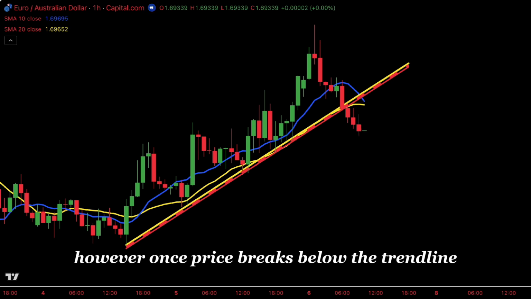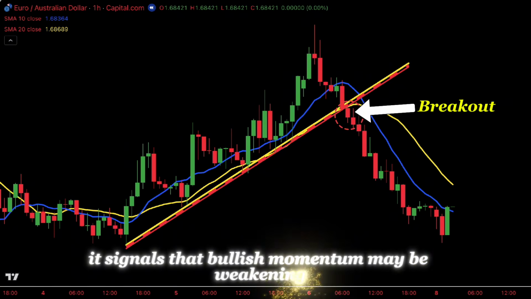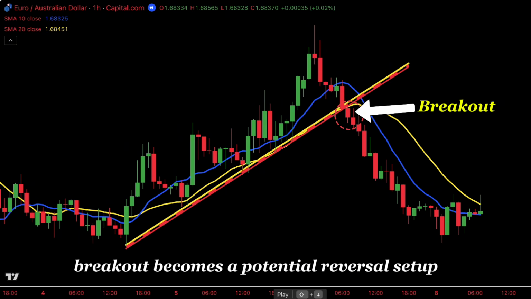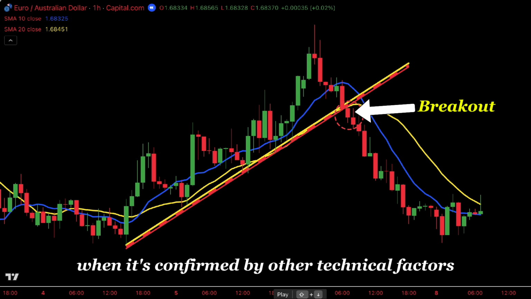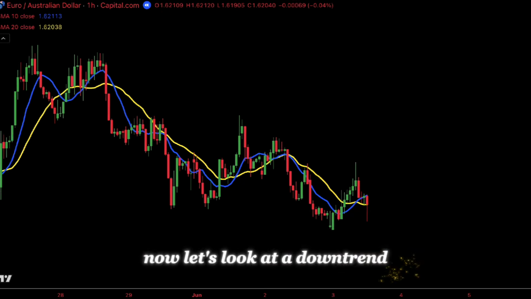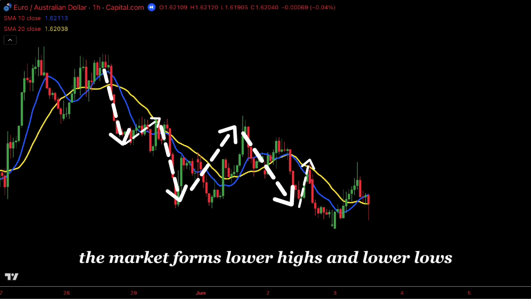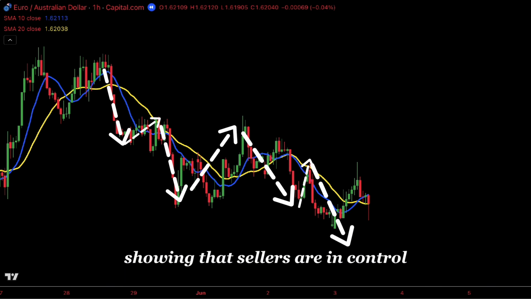However, once price breaks below the trend line, it signals that bullish momentum may be weakening. That trend line breakout becomes a potential reversal setup, especially when it's confirmed by other technical factors. Now let's look at a downtrend. In a downtrend, the market forms lower highs and lower lows, showing that sellers are in control.